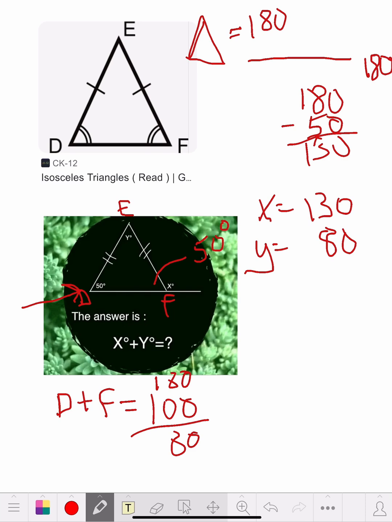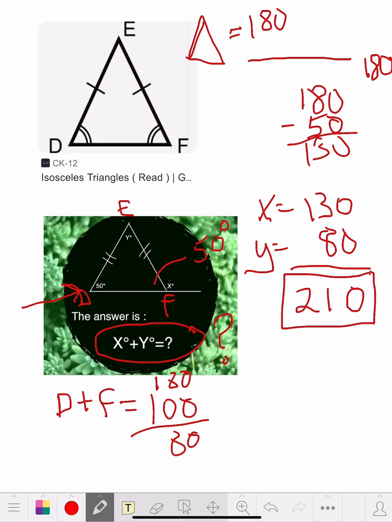But that's not the question. The question is x plus y, okay? So you have to actually add these two together. So you got 210. So the answer is 210, okay?